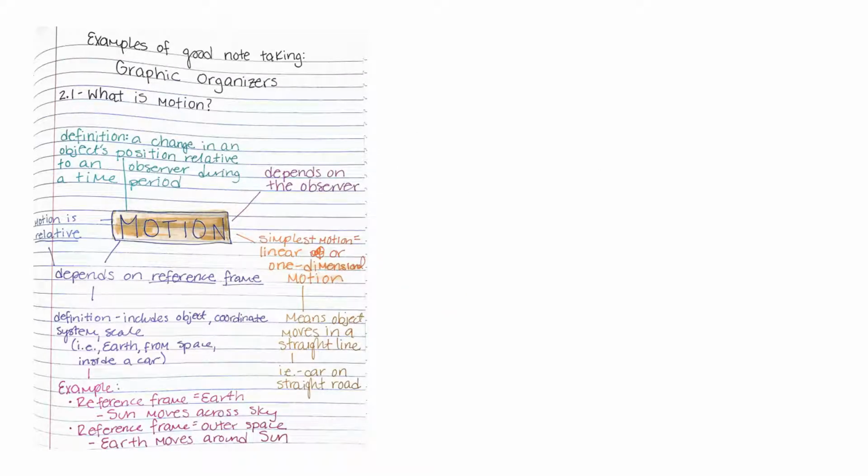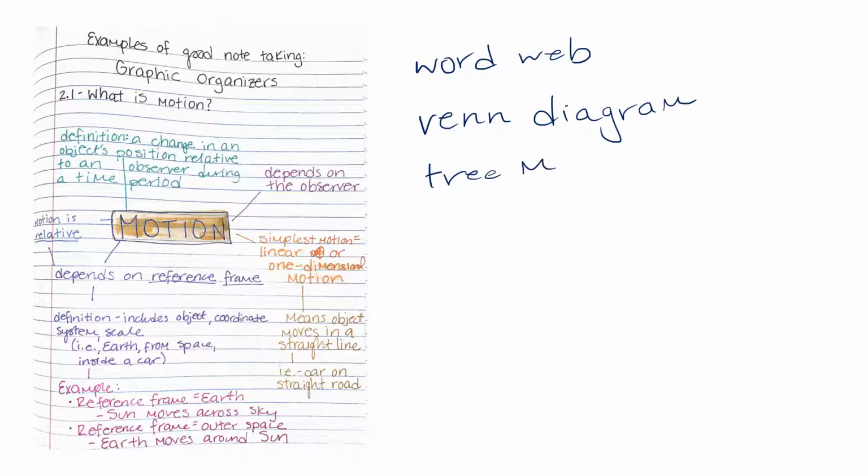So this is my personal favorite, which I did first, and that is a graphic organizer. Now, this isn't the only type of graphic organizer. This is a word web. You can also do a Venn diagram, tree map, whatever kind of graphic organizer works for the content you have.